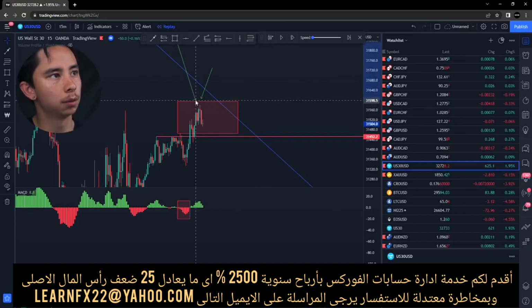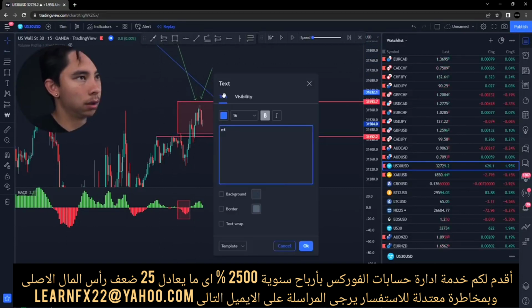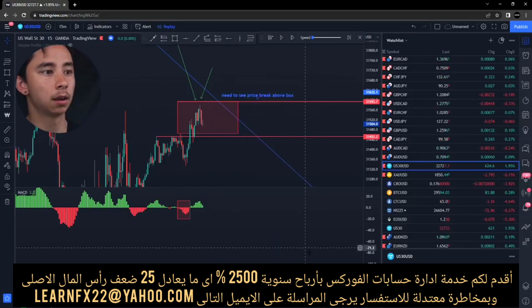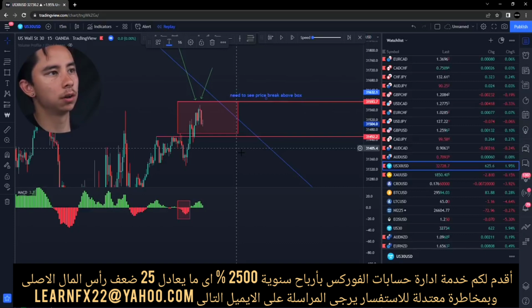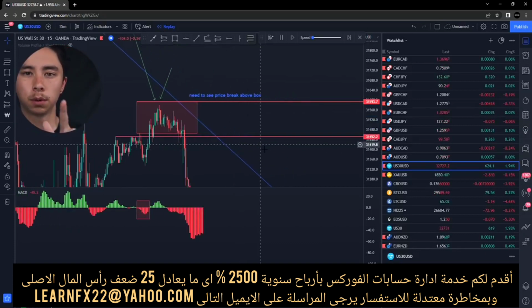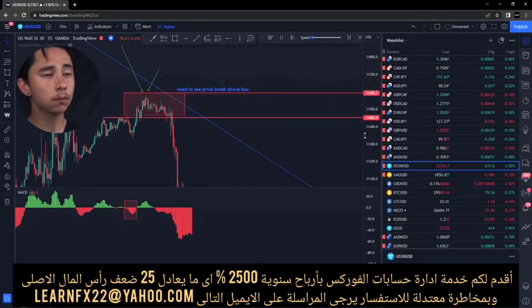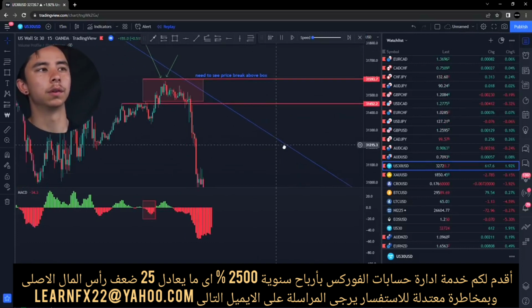It only came up to here, but it never broke. We need to see price break above the box too. We need to see price break above the box. It never did. So we would have never entered this trade until price broke above the box, which it did not, and it kept going down. This would have been a safe trade right here. And this is where a lot of you are losing out.